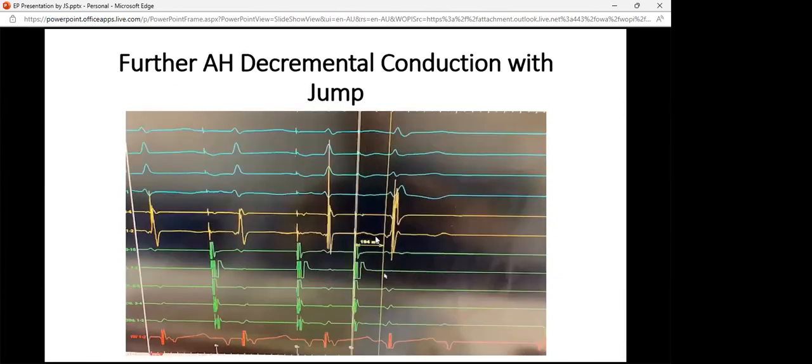But then we get this big jump of greater than 50 milliseconds, which tells me that when I put in this extra beat, the fast pathway was still refractory. Therefore, the only way it could get to the ventricle was going now down the slow pathway.